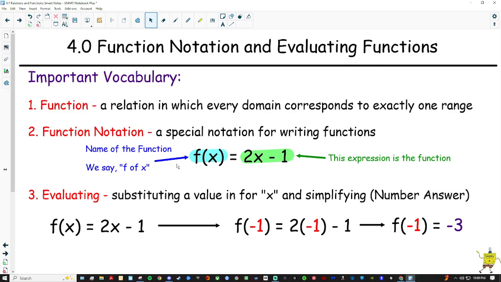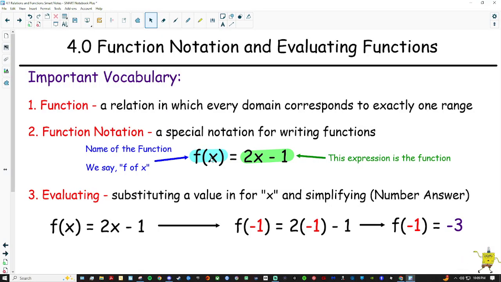So, functions. We use what's called function notation when we talk about functions. A function is a relation in which every domain corresponds to exactly one range, which means every x value has one y value. If we look at function notation, there are 2 parts. First, on the left side, we see f of x. It's the function's name. The name of the function is f, and this is called f of x.